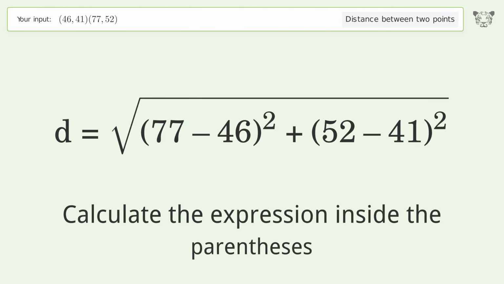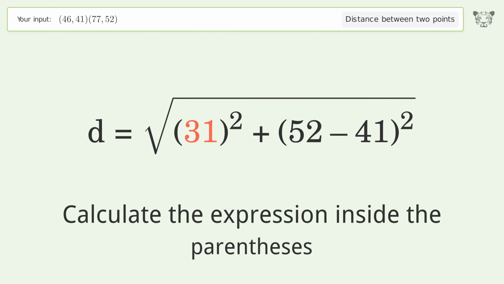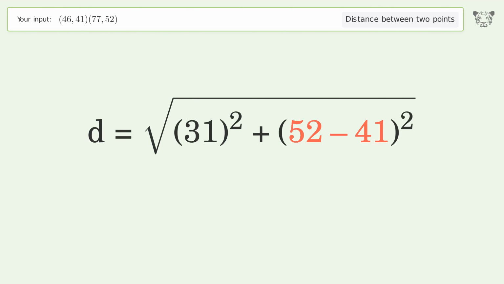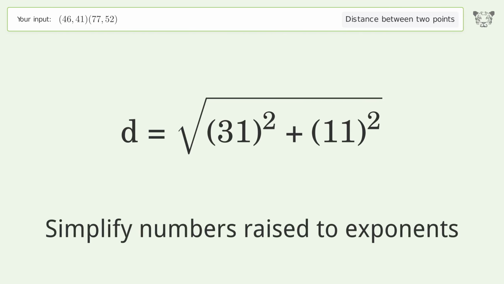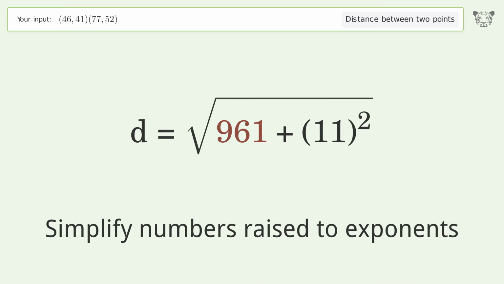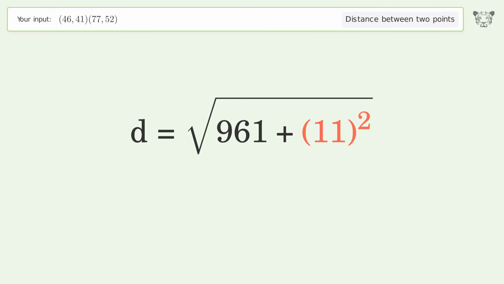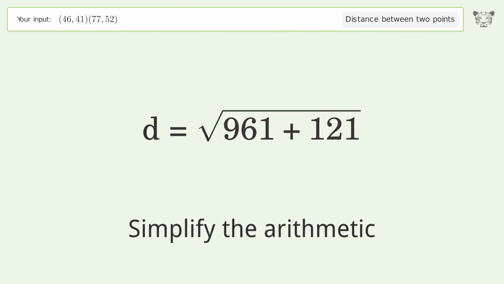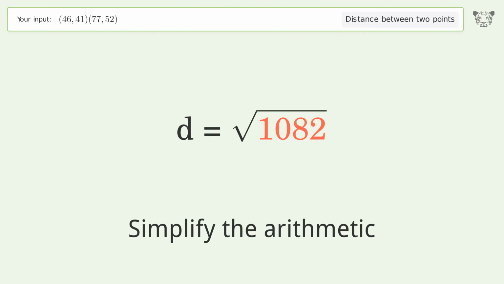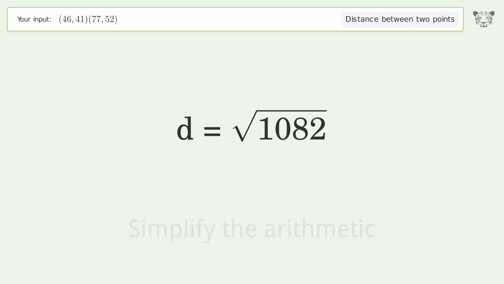Calculate the expression inside the parentheses. Simplify numbers raised to exponents. Simplify the arithmetic. And so the distance between the 2 points is the square root of 1082, or 32.894.